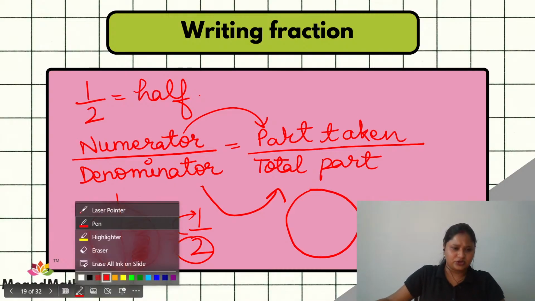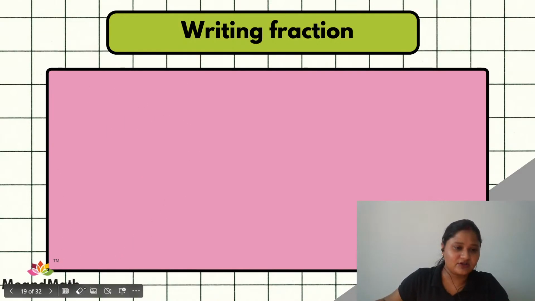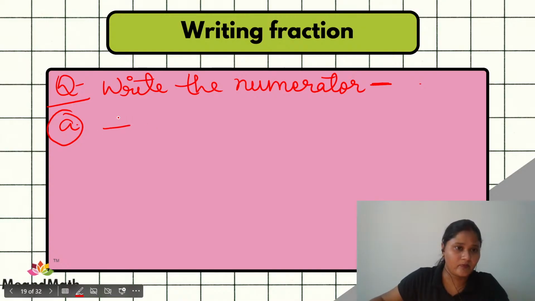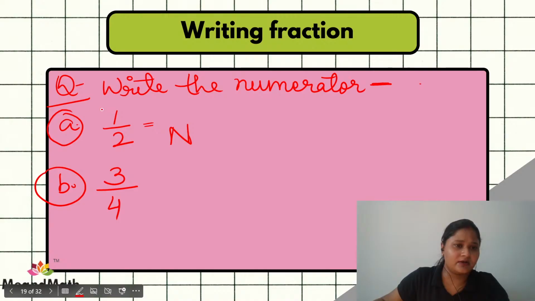Okay, let me give you a question related to this and let me see how many of you understand. Now, the question is in front of you and on the count of 5, you have to write the answer in the comment section. The question is, write the numerator in A. You have to tell me what is the numerator in the given fraction A and what is the numerator in the given fraction B. Just write A and your answer and B and your answer.